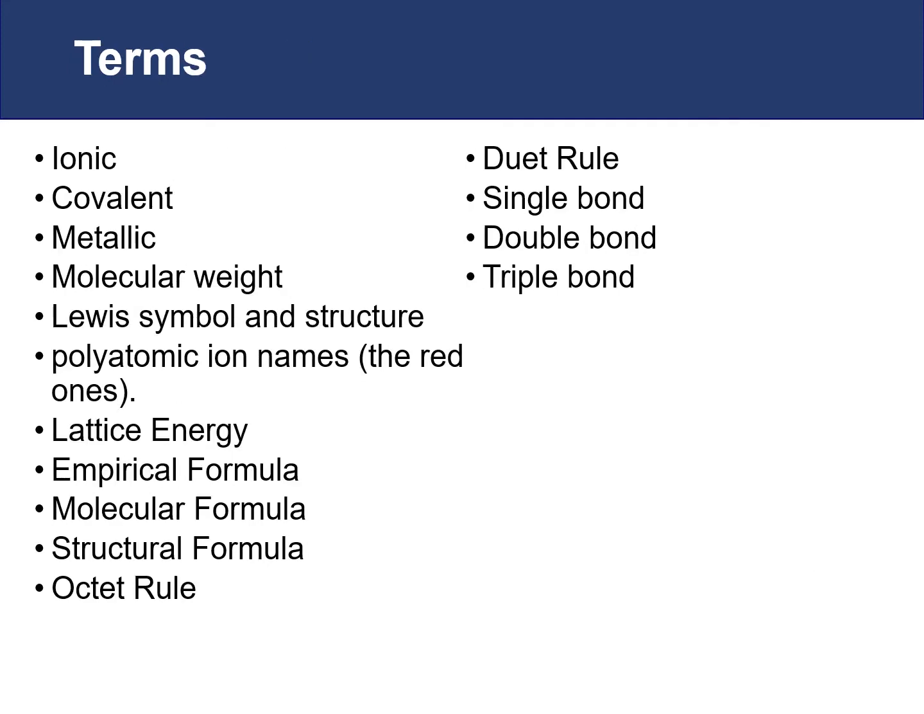The key terms that are related to that content are ionic, covalent, and metallic, which all have to do with the different types of chemical bonds. Molecular weight, sometimes called molecular mass, Lewis symbol, and structure. What we mean by a polyatomic ion, their names. There will be a series of ones that you will need to memorize, which are marked in red in one of the future slides. What we mean by lattice energy, what's the difference between an empirical, molecular, and structural formula, what we mean by the octet rule versus the duet rule, and then what is a single, double, and triple bond.